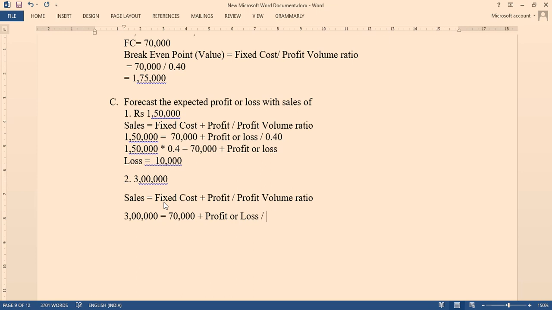Divided by the profit volume ratio, which is already 0.4 from the previous steps. Now do the calculation. 3 lakh into 0.4 equals 70,000 as the fixed cost plus profit or loss. If we do all the calculation, we get a profit of around 50,000.